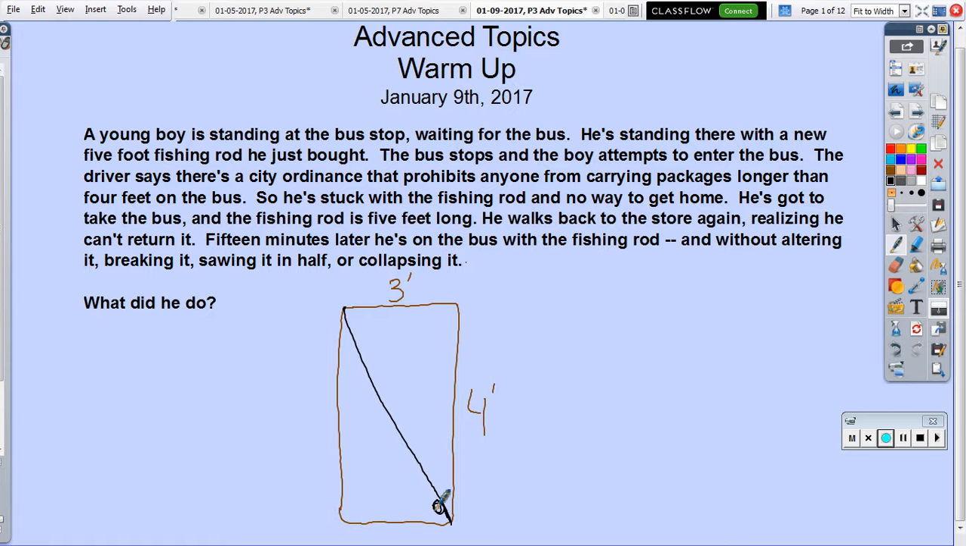Wait, what? It's so simple though at the same time, isn't it? You put that in the seat? That's the box. This is the package that you got. So he's obeying the rules now.